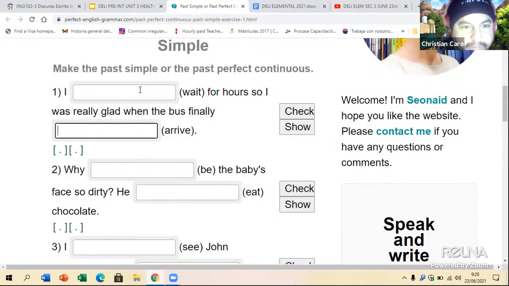It says, I had been waiting for hours, so I was really glad when the bus finally came. Okay, I got it. Any theories for number 1, guys? You can type it in the chat room if you want. You can use the microphone if you want, whatever you want. I got my choice anyway.